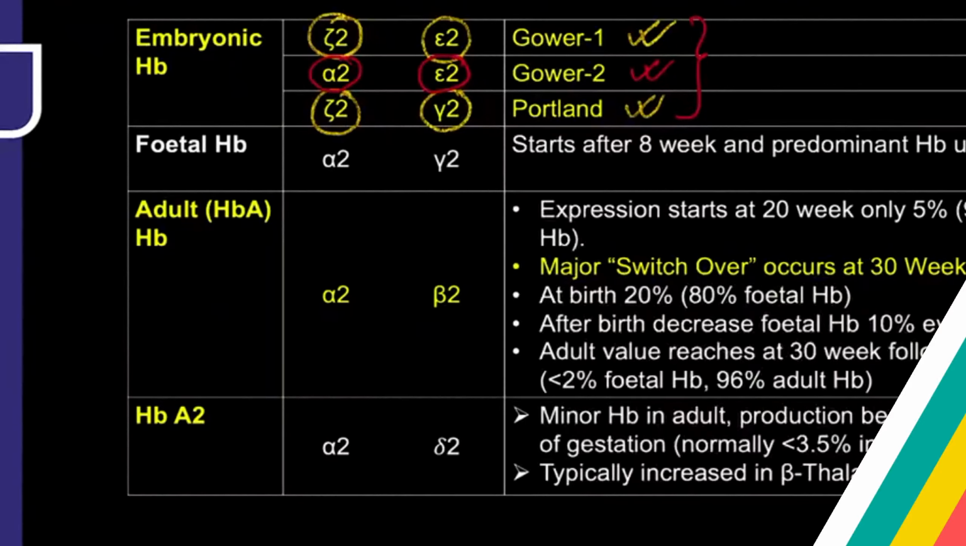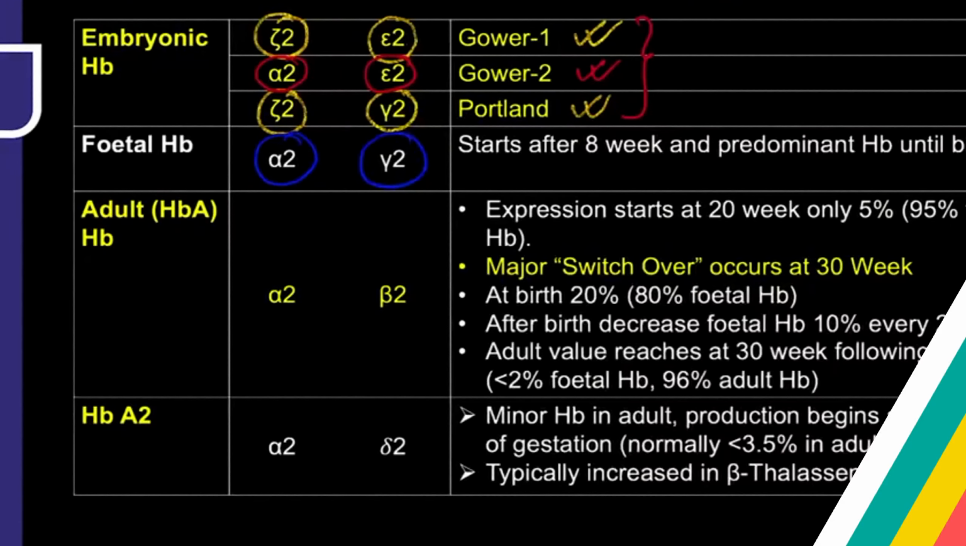Now fetal hemoglobin, you all know that when 2 alpha combines with 2 gamma, that is the fetal hemoglobin. Fetal hemoglobin starts appearing at 8 weeks of gestation, and it is the predominant hemoglobin until birth, right? In case of adult hemoglobin, 2 alpha chains combine with 2 beta chains. We know that, right? Now the major switchover means switchover from fetal hemoglobin to adult hemoglobin.